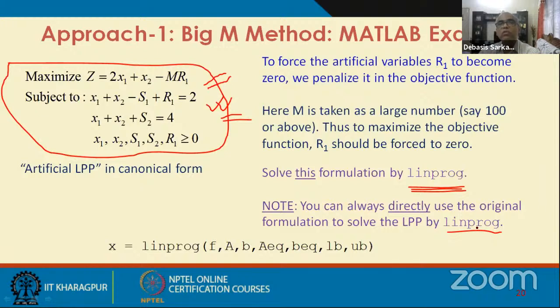But since my objective is to show how the big M method works, I convert the original LPP to the form according to the big M method and then solve this particular form using linprog. So linprog actually doesn't understand that it is solving a linear programming problem which does not have a ready-made basic feasible solution. But if you use linprog with the original formulation, MATLAB will internally understand that it doesn't have a feasible solution.